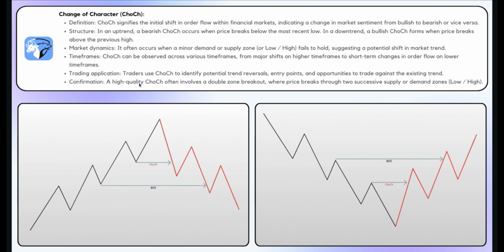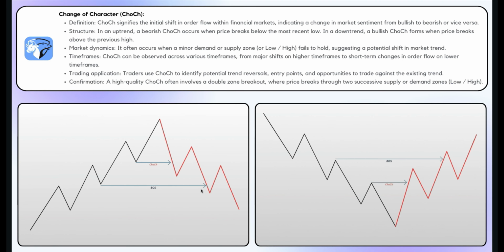Confirmation: a high quality change of character often involves a double zone breakout, where price breaks through two successive supply or demand zones, or you can look at it as lows/highs, right? We'll get into supply and demand zones later down in the playlist. So here you can see that trend first started giving us signs of a change by the first break of this low. What does price do? Come back up, create a pullback, then goes down, creates a break of structure here. This is the second set of structure that's being broken, and then that would confirm with a higher probability that the trend is now officially changing.